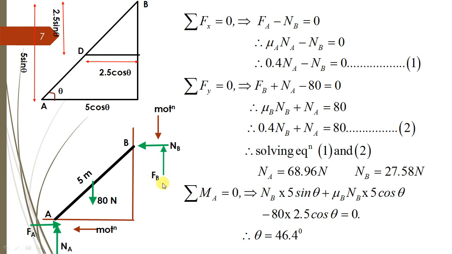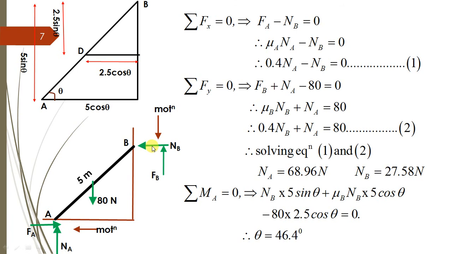This is the free body diagram. This is the reaction offered by the wall, friction by the wall, then friction by the floor and reaction of the floor, and this is the weight of the ladder. Summation of Fx, summation of all forces in x direction, plus Fa minus Nb is equal to 0.